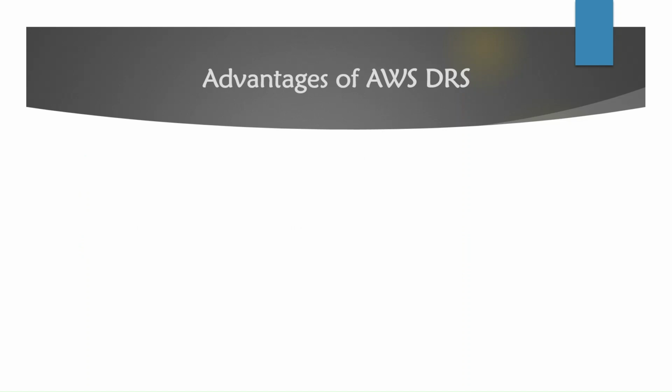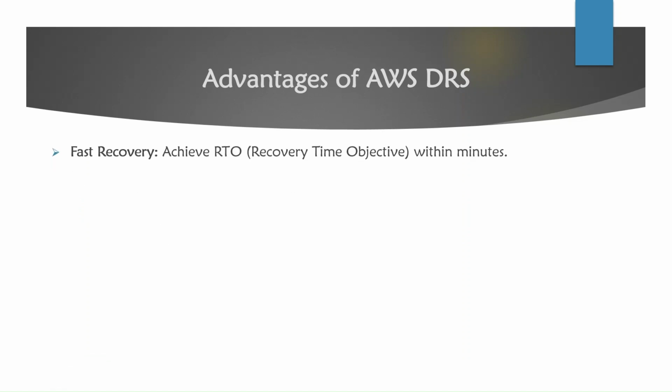So let's understand the advantages of AWS disaster recovery services. So first thing is it is a fast recovery. That's the main advantage of the AWS disaster recovery. So it enables fast recovery by minimizing downtime during the failover process. It allows businesses to achieve recovery time objectives within minutes. So reduce the time required to restore operation during a disaster scenario.